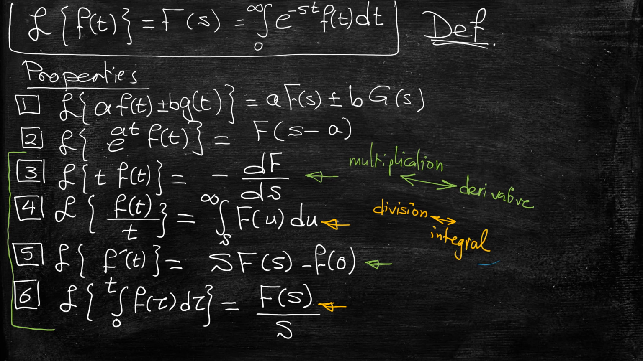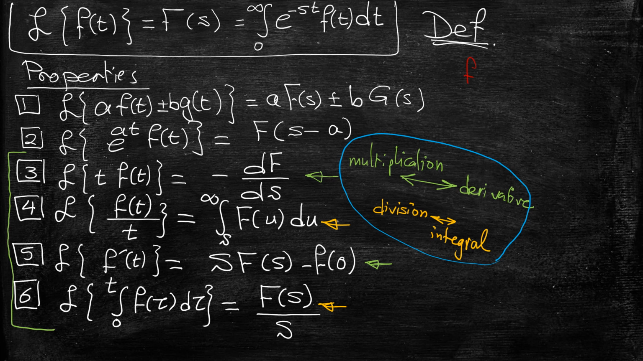So combining both together, you will end up with a recap of these properties 3, 4, 5, and 6. If we have multiplication by t, it will be a derivative in s. If we have multiplication in the s domain, it will be the derivative in the t domain. If we have division by t, it will be an integral in the s domain. If we have an integral in t, it will be division in the s domain. So this is basically what can be called the duality in these properties.